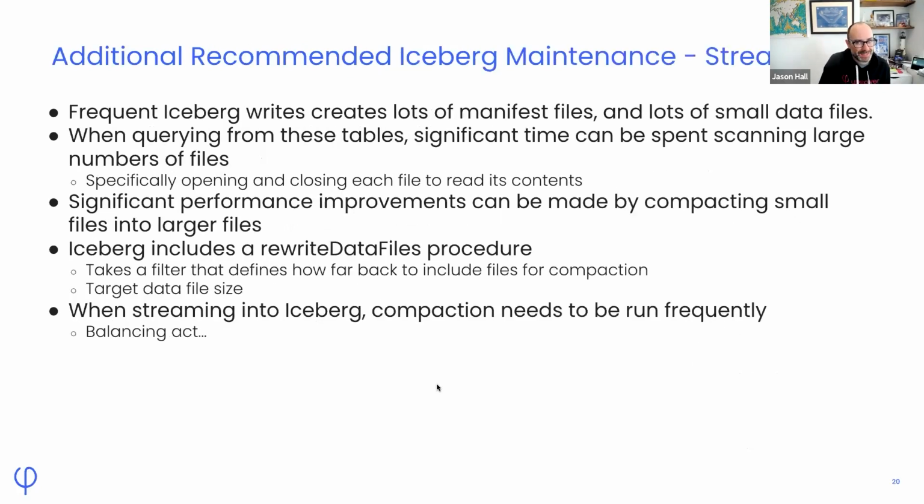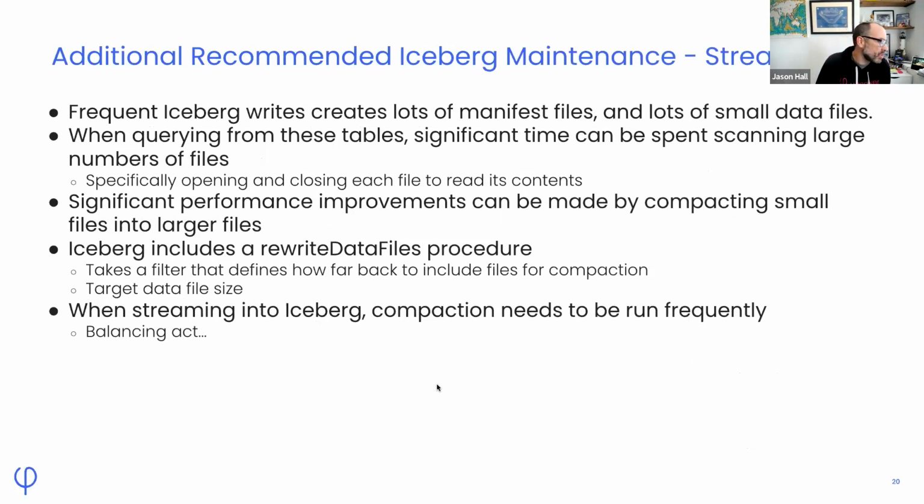But moving back to the small file problem, and specifically around streaming use cases, remember that frequent Iceberg writes create lots of manifest files and lots of small data files. When you query from that table, every time you process a query, it's going to have to open, read, and then close a large number of small files. And you can get significant performance gains by running compactions, right?